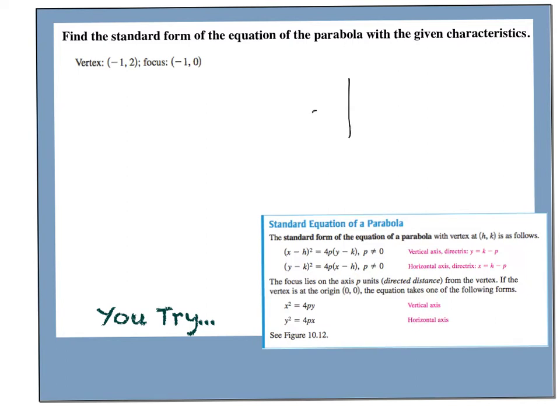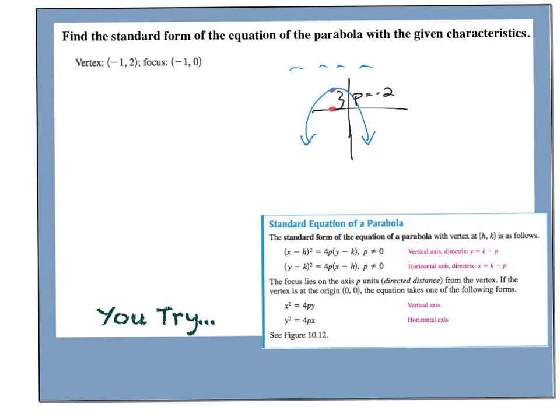Sketch it. So where's my vertex? Goes left 1 and up 2. All right. And then where's my focus? Focus just goes left 1. Just left 1. So which way is this parabola going? Up, down, left, or right? Down. It's going down. All right. And so my directrix would be right above it. So what's my p? Negative 2. All right. So p is equal to negative 2.